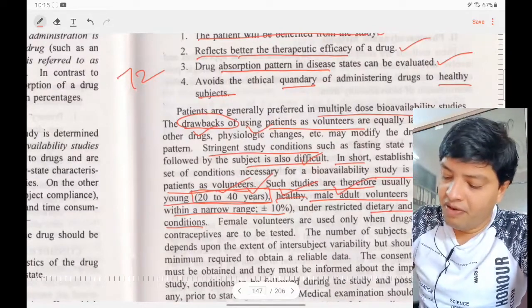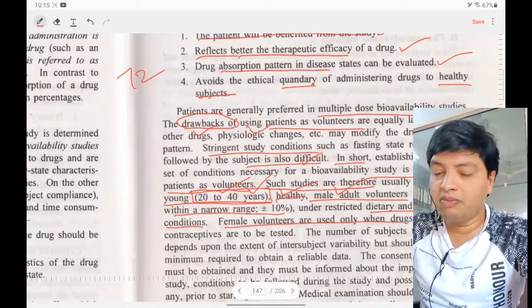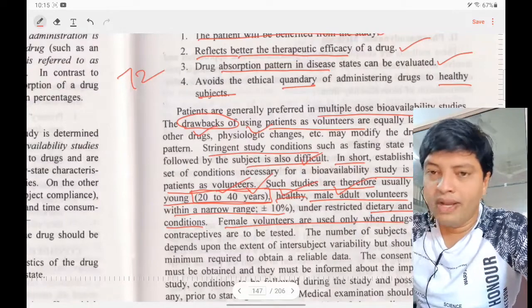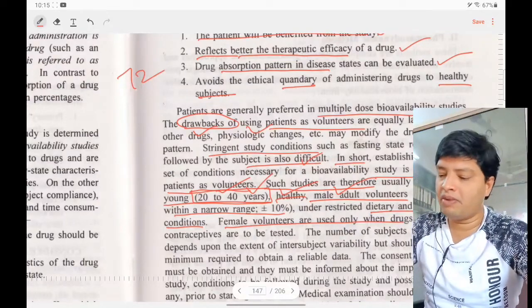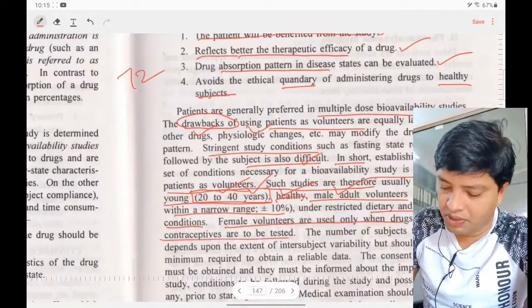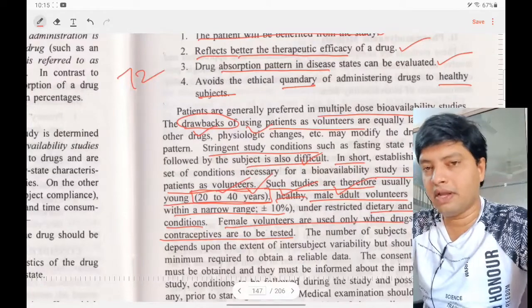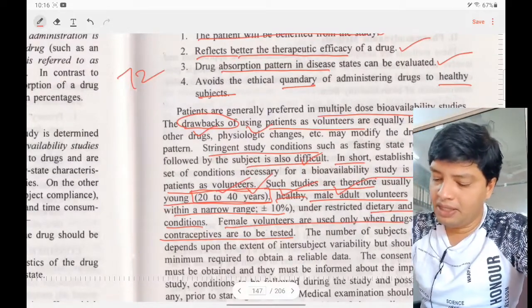Then we have female volunteers, who are used only when, you can ask me, sir, why you are talking about male volunteers only? There will be use of female volunteers also. When the drug is intended to be used for females only, then you need to go for female volunteers, such as oral contraceptives. If you want to test the bioavailability of an oral contraceptive, then obviously you need to take female volunteers; you can't take male volunteers here.